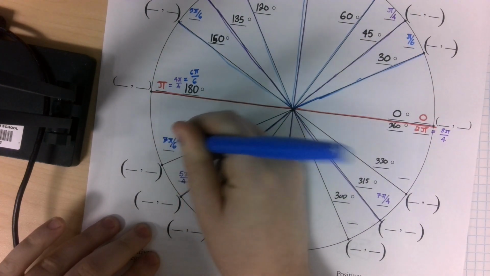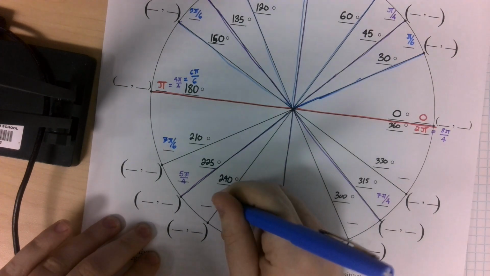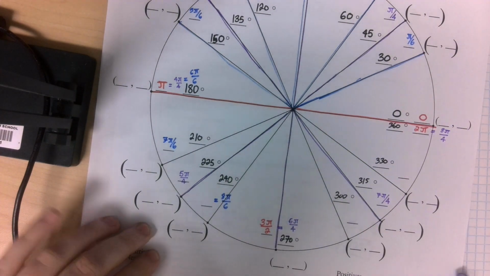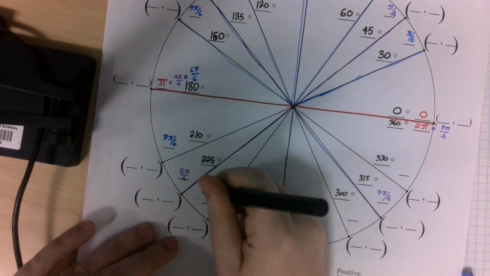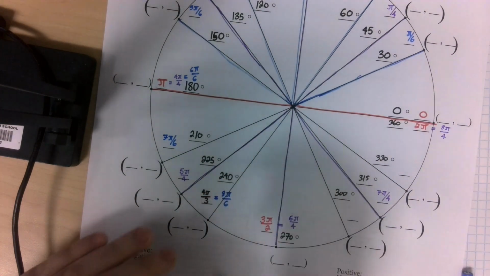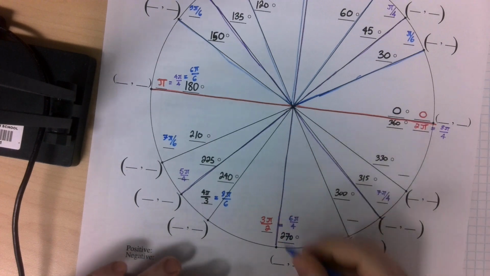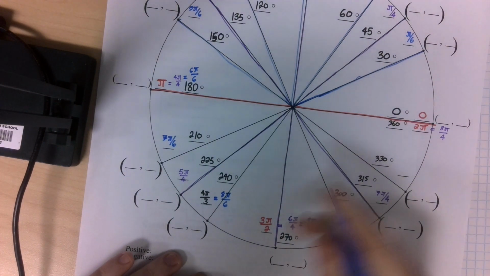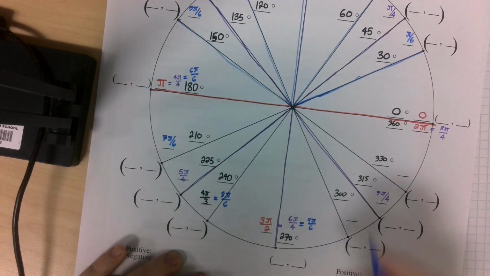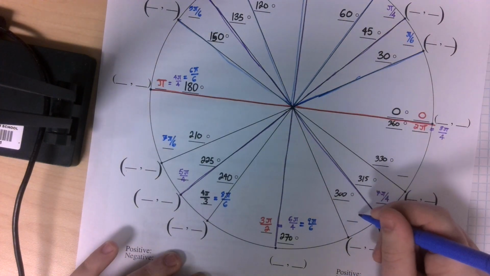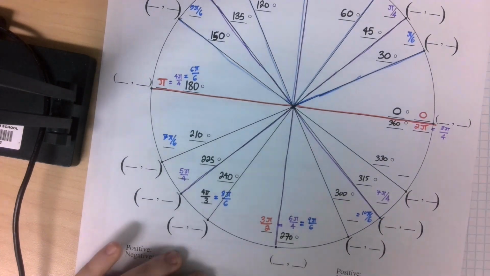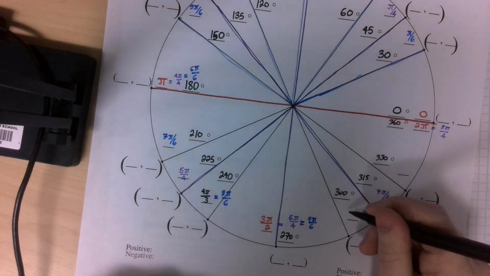We end up getting 7 pi over 6. This one here is 8 pi over 6, but that reduces down to 4 pi over 3. Here, the middle point would be 9 pi over 6, but we already simplified that to 3 pi over 2. This next one would be 10 pi over 6. That also, believe it or not, simplifies to 5 pi over 3.